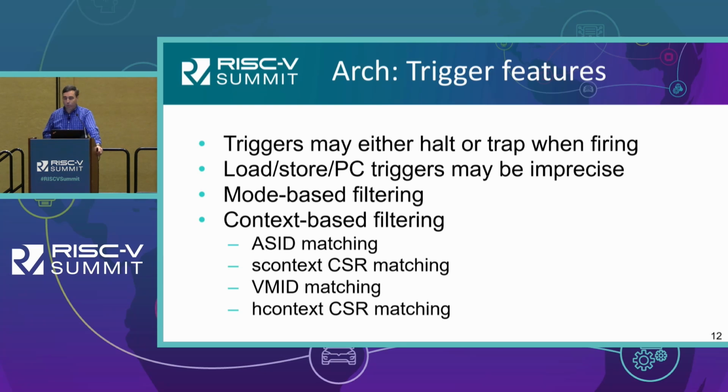Triggers support mode-based filtering. So for instance, you can have a trigger fire when it's executing a particular PC in user mode, but not when executing that same PC in machine mode. Or you can have a trigger fire when you get a page fault in supervisor mode, but not when you get a page fault in user mode. And there's also context-based filtering. So you can match on the address of a load only when there's a particular user process active, but not when some other user process is running.